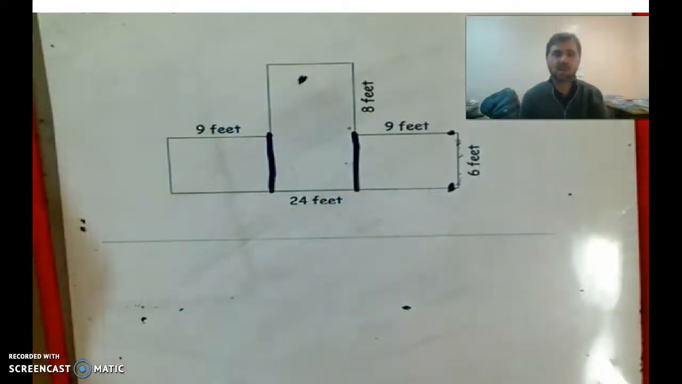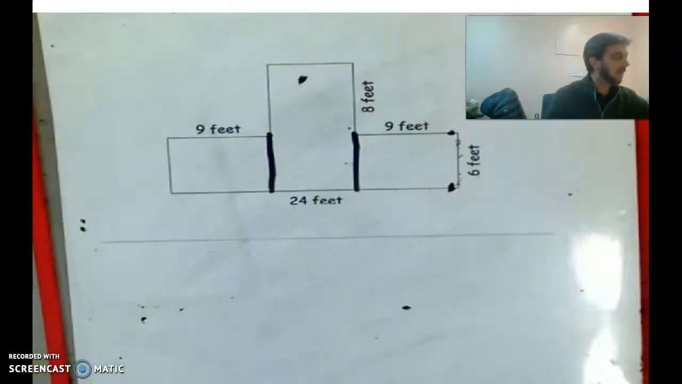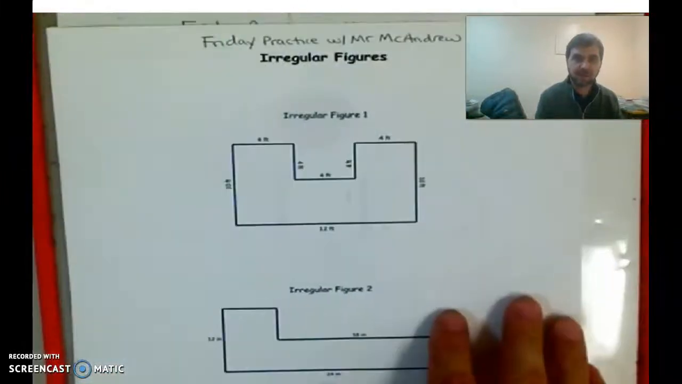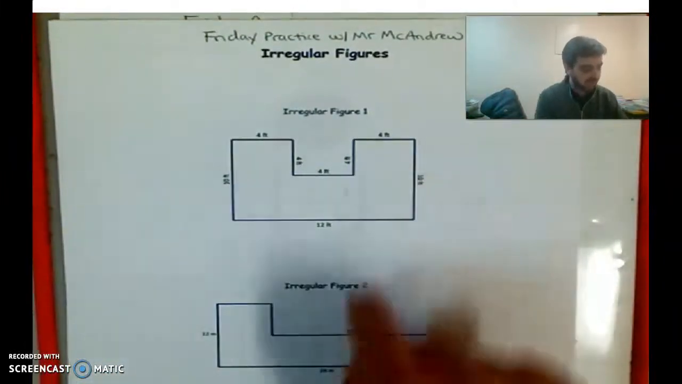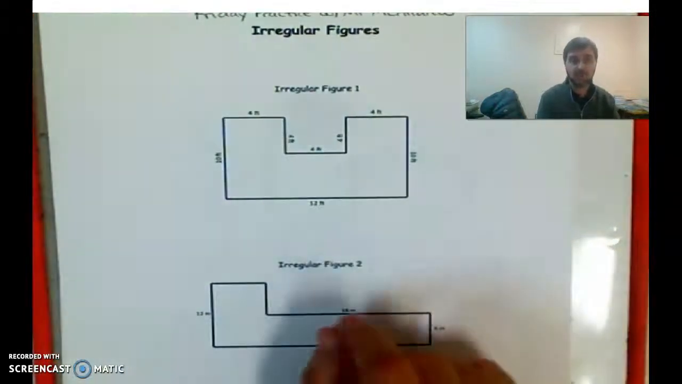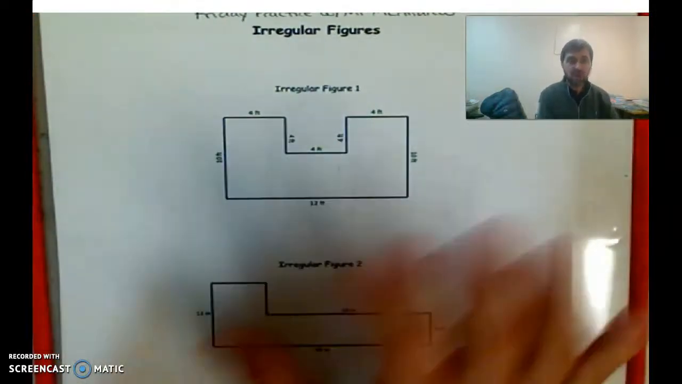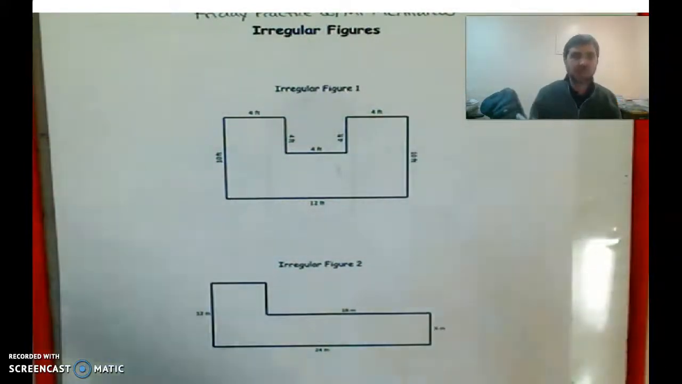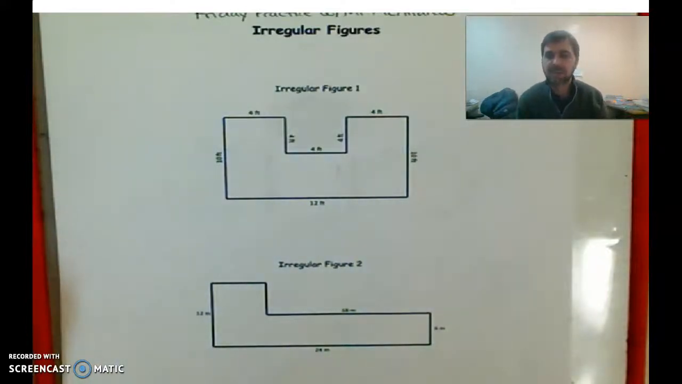Let's try a couple more. All right, so take out, it'll say, Friday practice with Mr. McAndrew, irregular figures. Oops, sorry. And there's 2 of them. All right, see if you can figure these out. Try it out now that I've shown you one. And when you've tried them out and you're kind of like, yeah, Mr. McAndrew, I'm not sure. And it's okay. Just try them out, do your best, and then we'll do them together. Okay? All right, I'll see you in a few minutes.